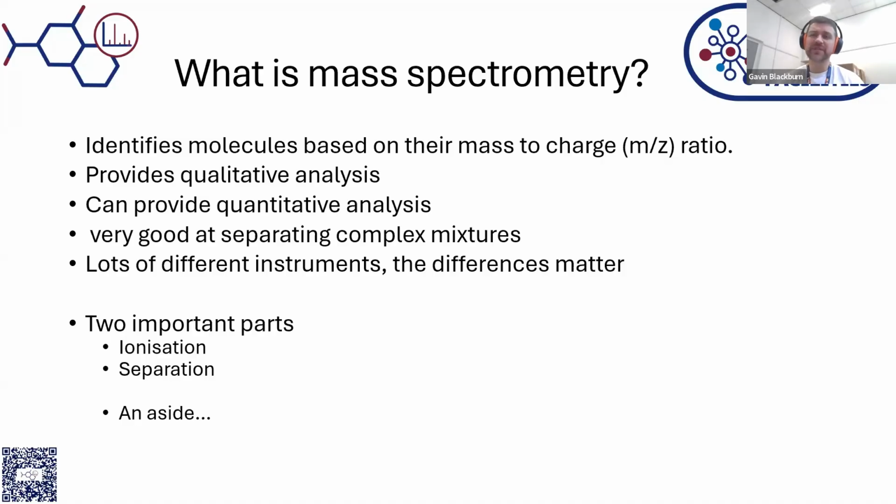So mass spectrometers themselves are inherently qualitative. They are not a quantitative instrument, and this does affect how we design our experiments and some of the choices that we make when we run samples down them. We can do quantitative analysis on mass spec. In fact, we can do incredibly sensitive, incredibly accurate quantitative analysis on mass spectrometers.